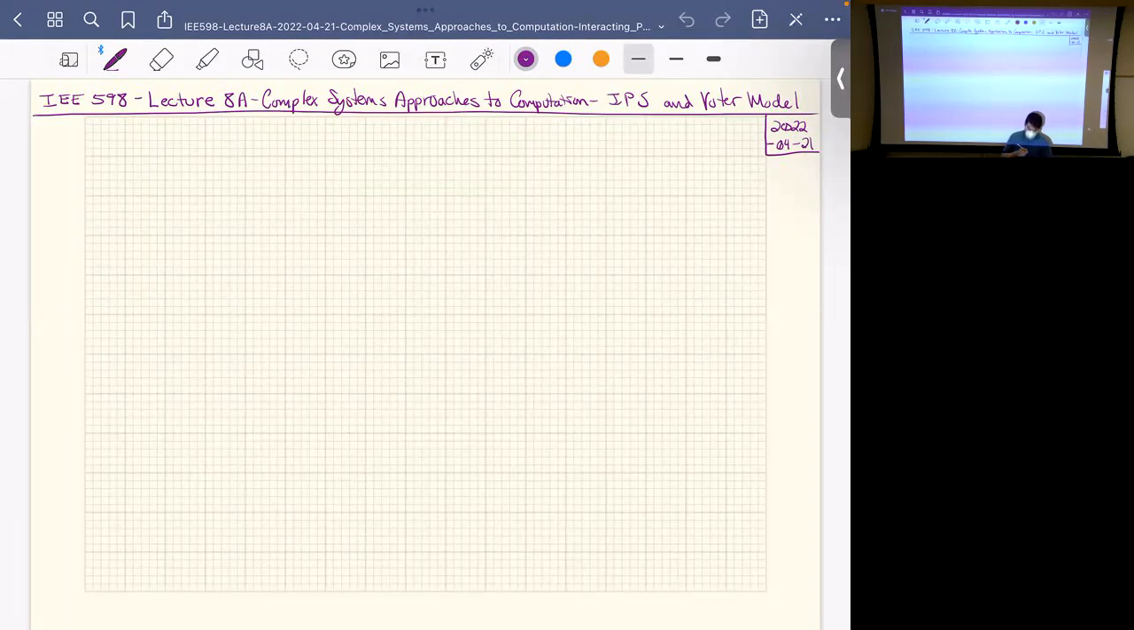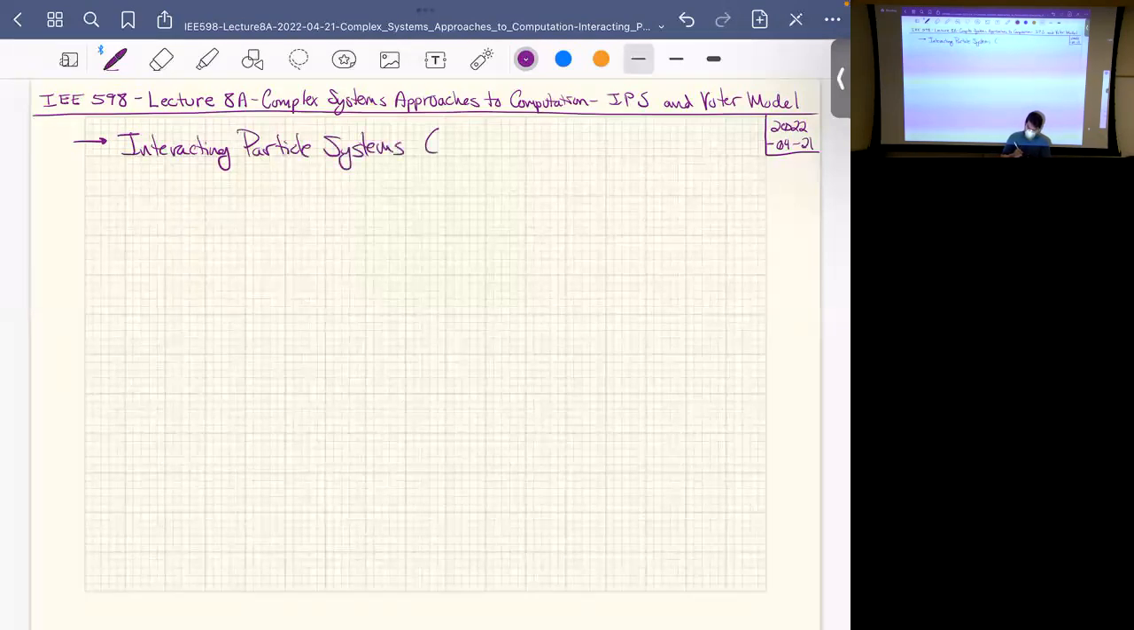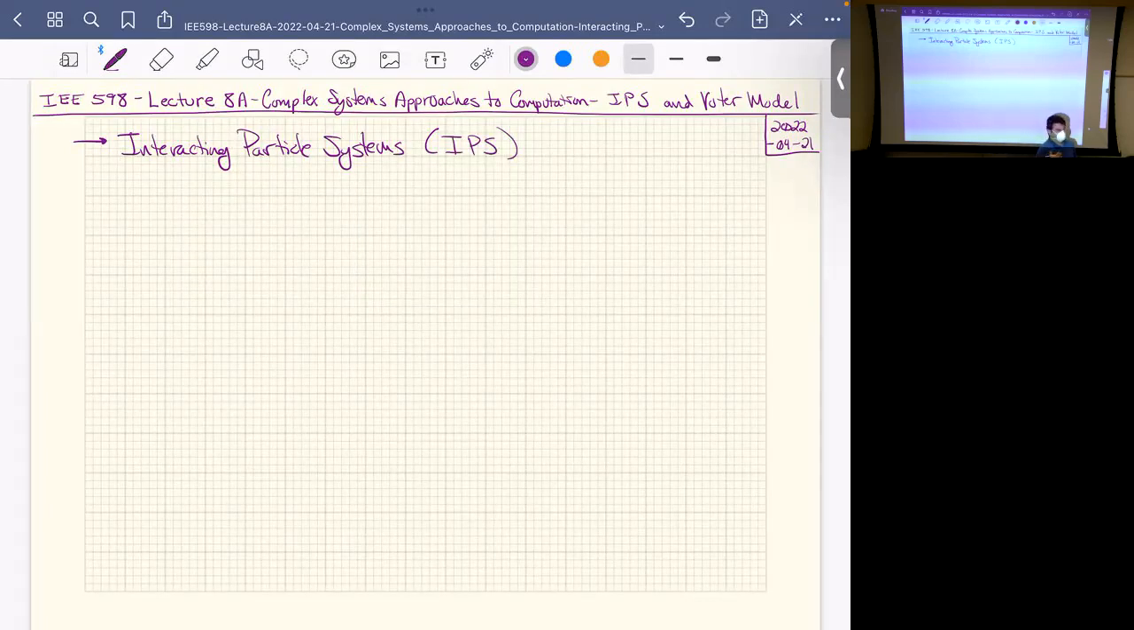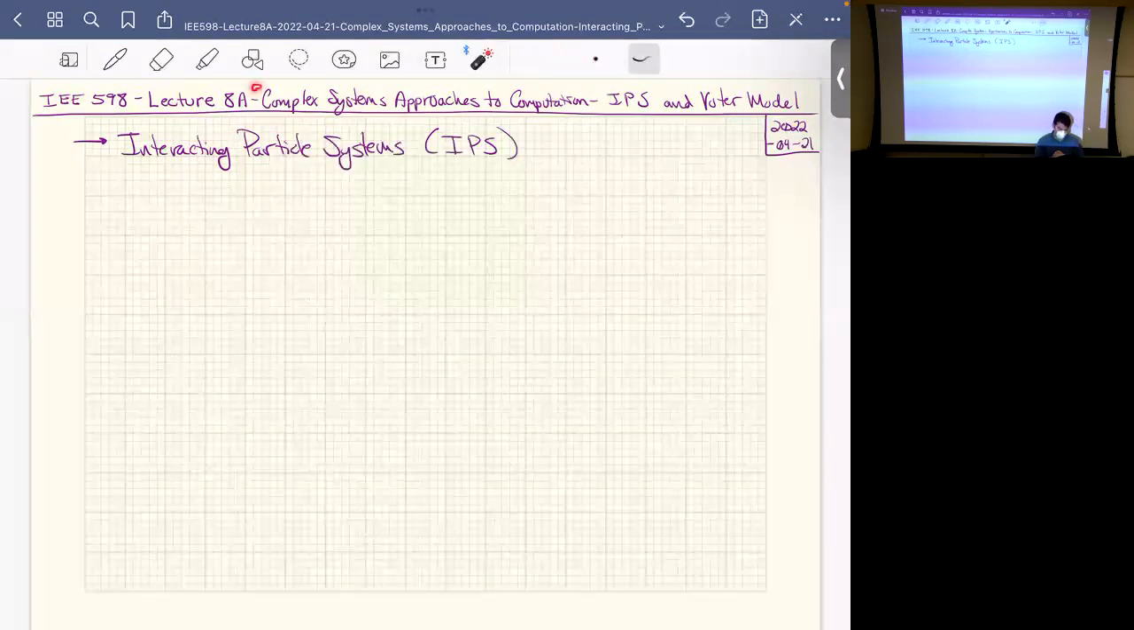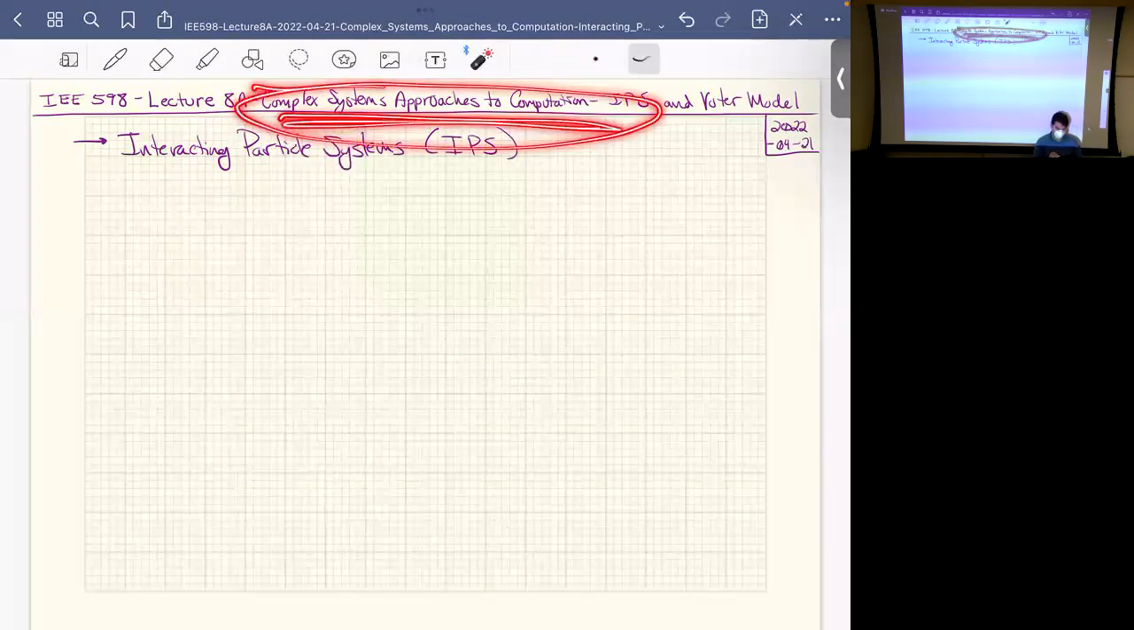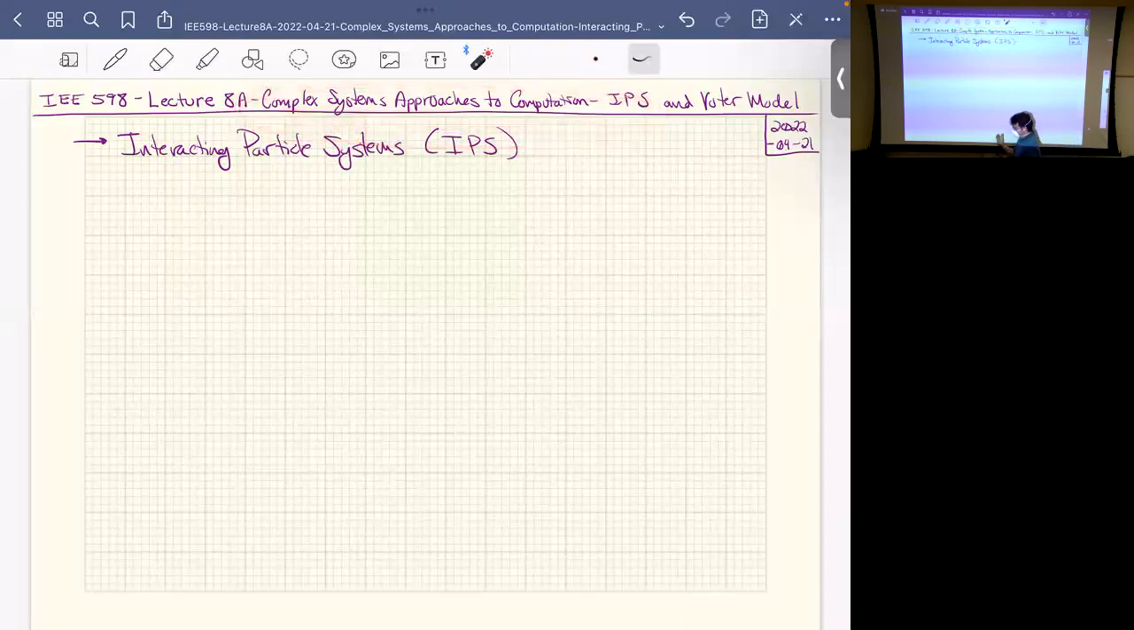So this is a unit primarily on interacting particle systems, or IPS. And this comes out of, I highlighted the title, complex systems approaches to computation. So these largely started out as models for understanding complex phenomena in nature.